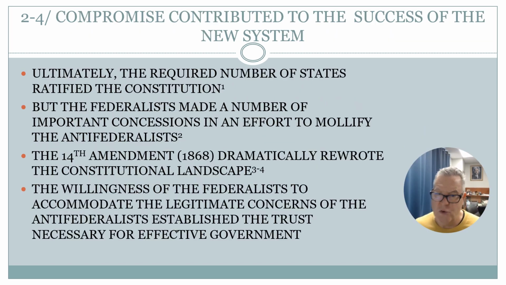So compromise contributed significantly to the success of both ratification and the new Constitution. Ultimately, the required number of states ratified the Constitution, but the Federalists made a number of important concessions in an effort to mollify the Anti-Federalists. They recognized they were going to have to get some buy-in. So in addition to the compromises they made with the slave states, they also agreed to create a Bill of Rights, which initially, again, only applied to the federal government.